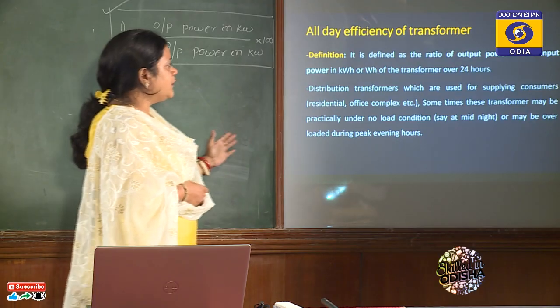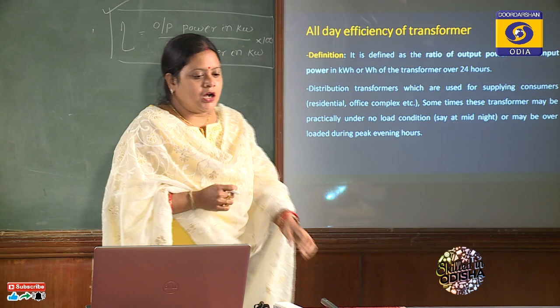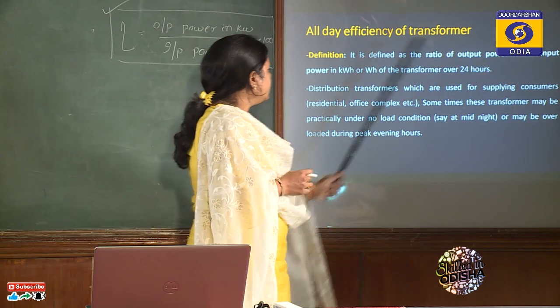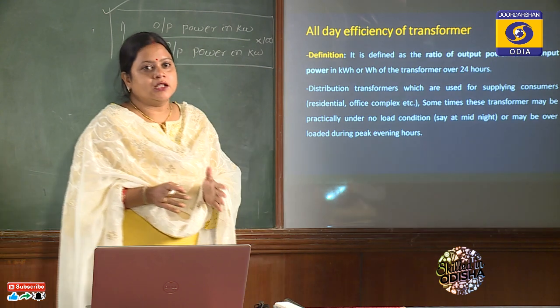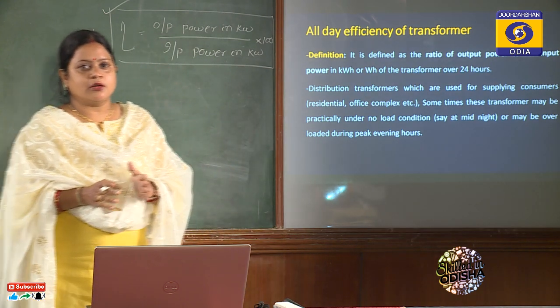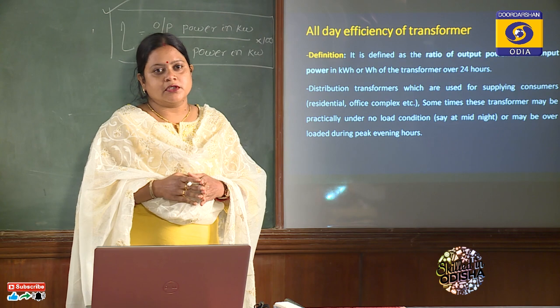All-day efficiency is the ratio of output power to input power in kilowatt hour or watt hour of the transformer over 24 hours. That means if we calculate the efficiency over the whole day, that is the all-day efficiency.